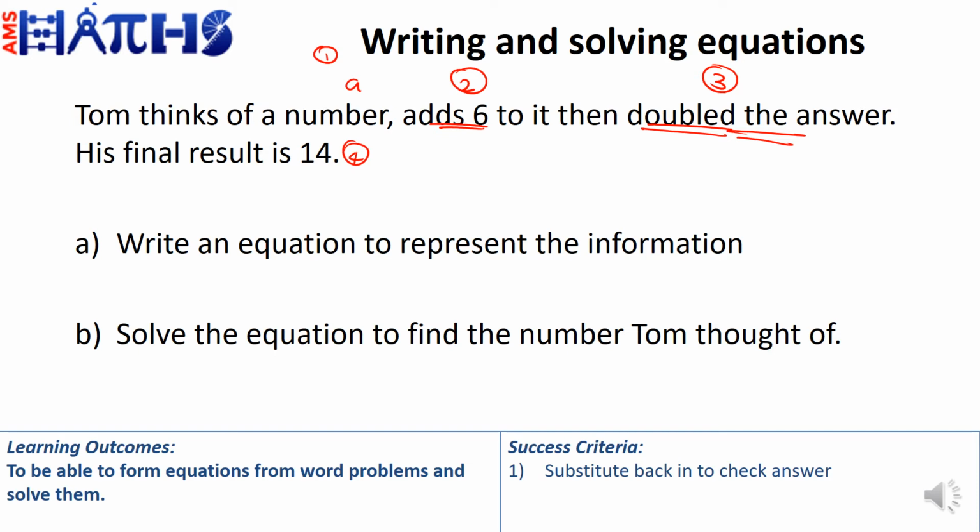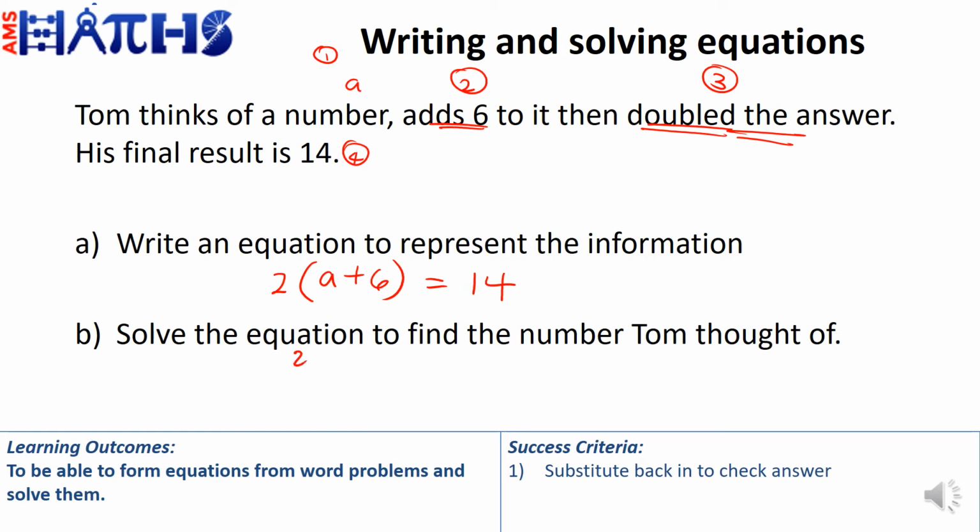So he starts with A and then adds 6, because that's the second thing. It says he then doubled the answer. So after doing whatever number A is, adding 6 to it, he goes and doubles that. So it means therefore that we have doubled everything, or Tom has doubled everything, right? After doubling that, he stops there because it says his final result is 14. So that means all of what he's done, A plus 6, and then double that, is going to give us 14. And then all we need to do is solve.